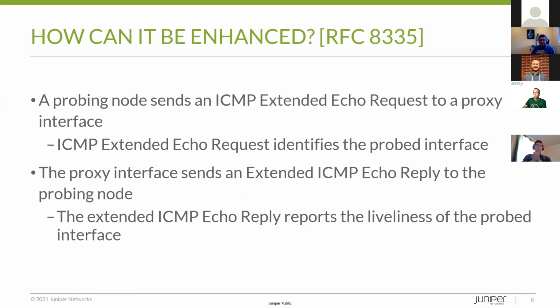So what we've been doing is implementing RFC 8335, which was co-authored by Ron. And what this does is adds an extension to the ICMP echo request that contains information about the interface we're trying to learn about. So instead of just a ping message that says, "Are you alive or not?" we're trying to say, okay, is this interface working? What is its status? And we can gain a lot more information that way.